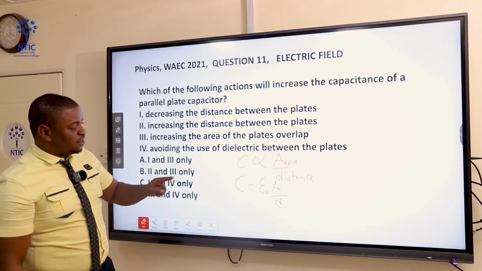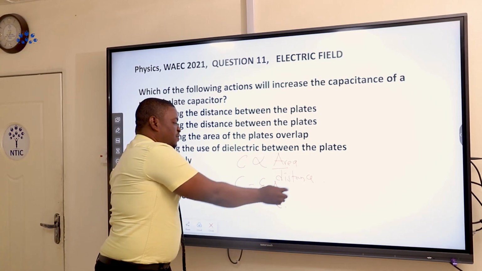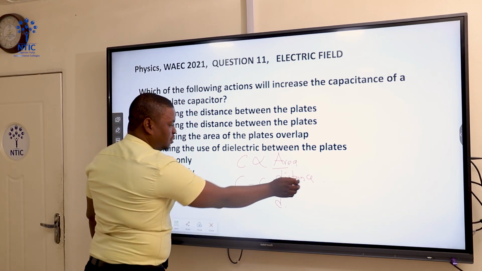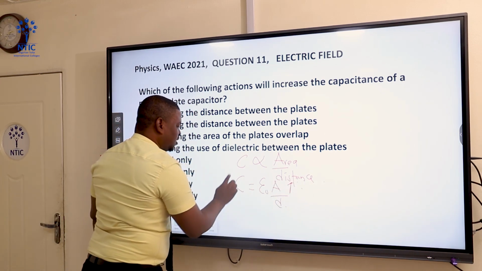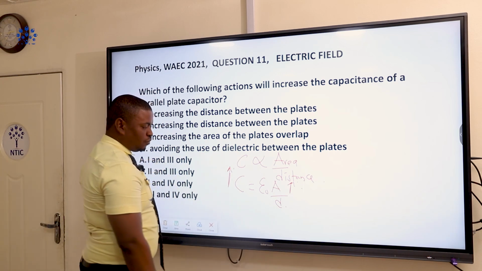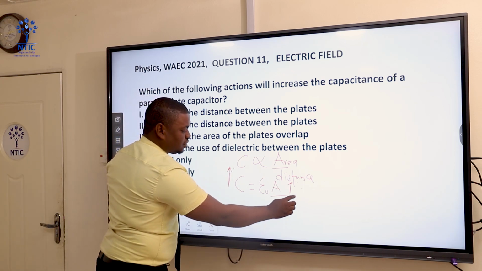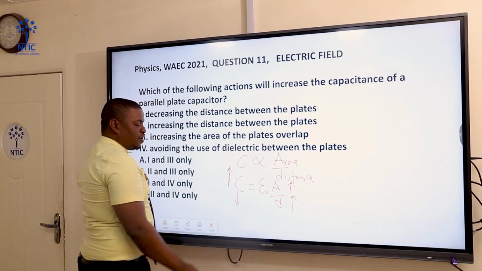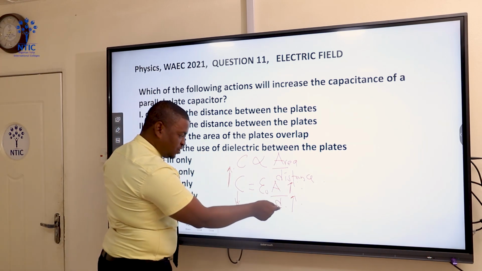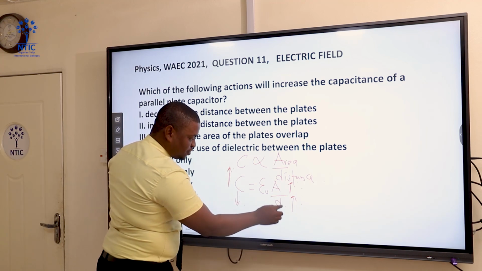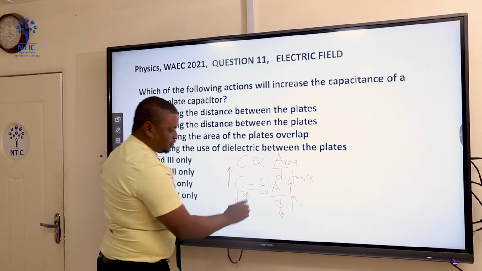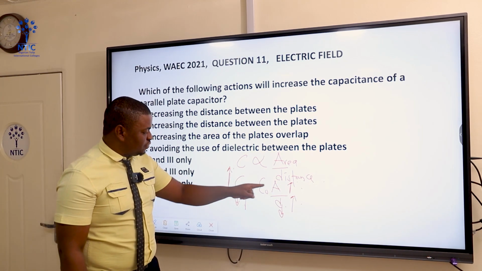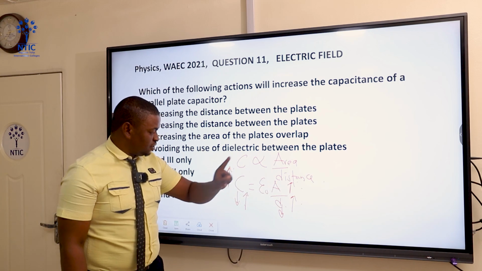Now, how does this affect the capacitance of the capacitor? It means that if the area increases, the capacitance will increase. Now, if the distance increases, the capacitance will reduce. Now, if the distance reduces, the capacitance will increase. That means, take note, the capacitance increases when the area increases.